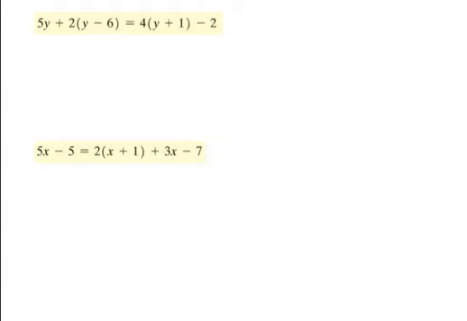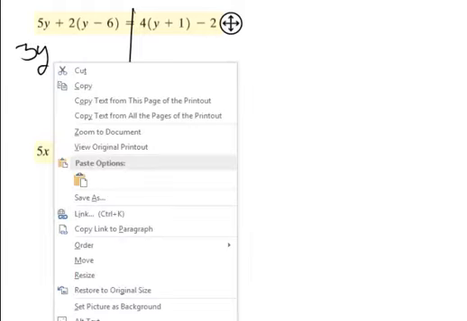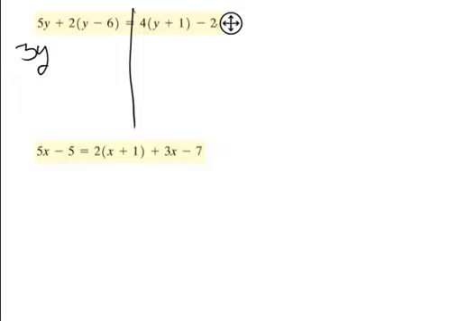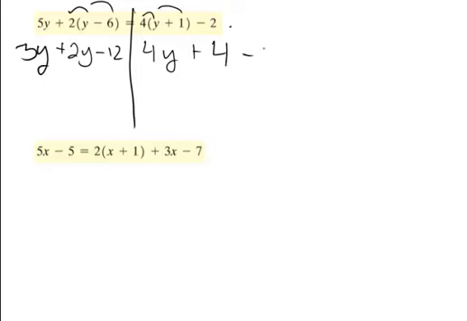Okay, so in my next problem here, again, you can see these equations are getting a little bit longer, more extensive. So let me draw my line. Let's keep our 5y alone for right now. Let's go ahead and distribute our 2. So that's going to give us a 2y minus 12. Let's distribute our 4. 4y plus 4 minus 2. We can combine like terms here. That's going to give me a 7y minus 12. Over here I'll have a 4y plus 2.